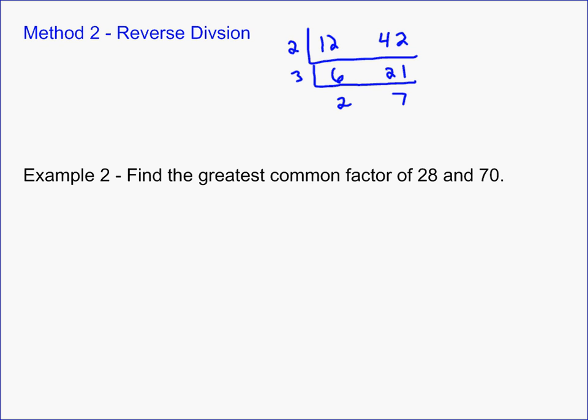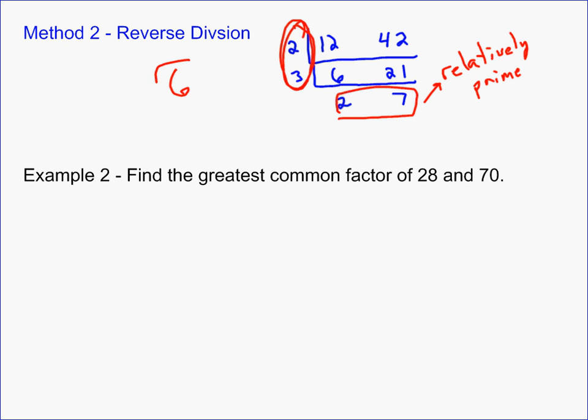Since we are down to these 2 numbers being what's called relatively prime, that means they have no factors in common except for 1. The only factor they have in common is 1. That means the prime factorization is always this part of your problem, so 2 times 3. So the answer is 6. Again, that's another way to find the greatest common factor.